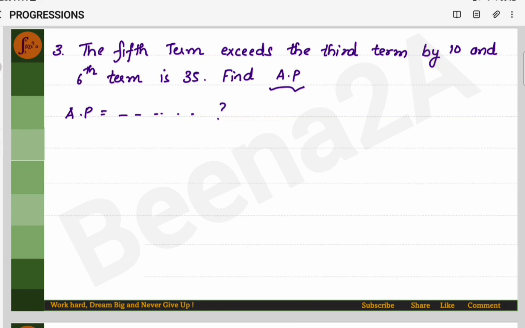We just know the sixth term, right? 3, 4, 5, 6. The sixth term we know, which is 35. We don't know the other terms. This is the sixth term.